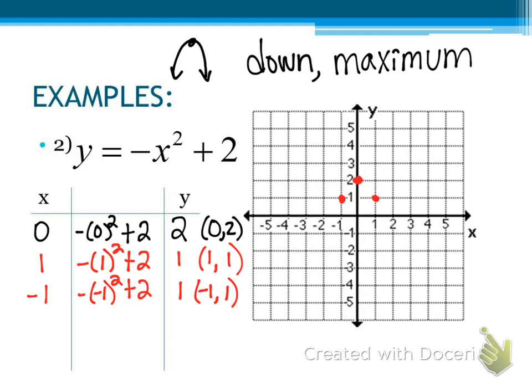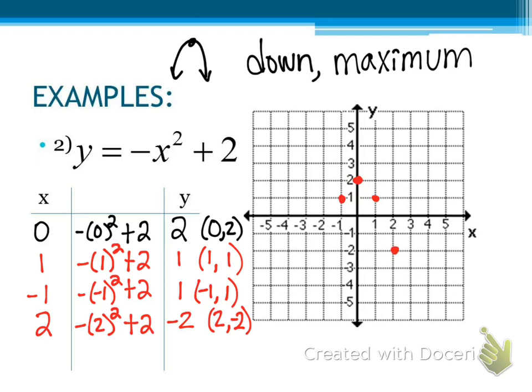2 is a good idea. What's 2 squared? 4. Okay, the opposite of 4 is -4. -4 plus 2 is -2. So we have the point 2, -2. To get to 2, -2, I'm going to go which directions? Right 2 and then down 2.